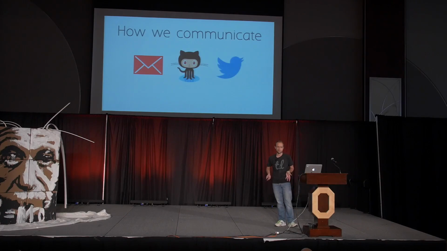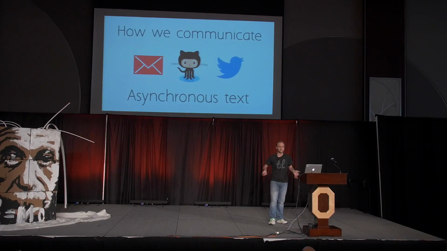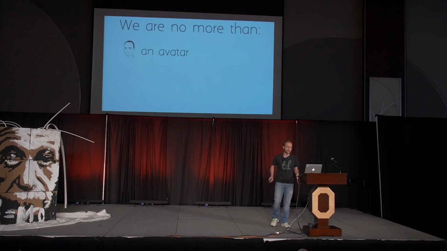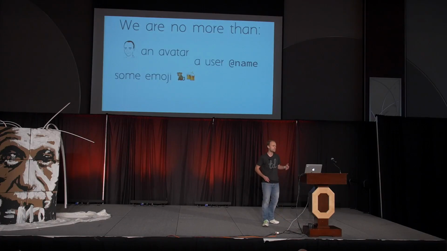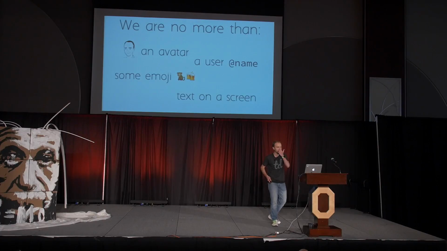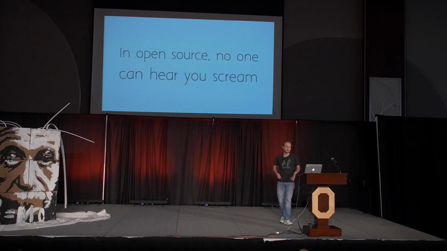But of course, how we actually communicate is email, GitHub issues, and Twitter, and all of that is just asynchronous text. That means that to most people, we're no more than an avatar and a username, some emoji maybe once in a while, but otherwise text on a screen. That means that when I'm raging at my computer, nobody can hear me scream, right? There's no emotional conveyance in 99.9% of the communication that I have with other people online.